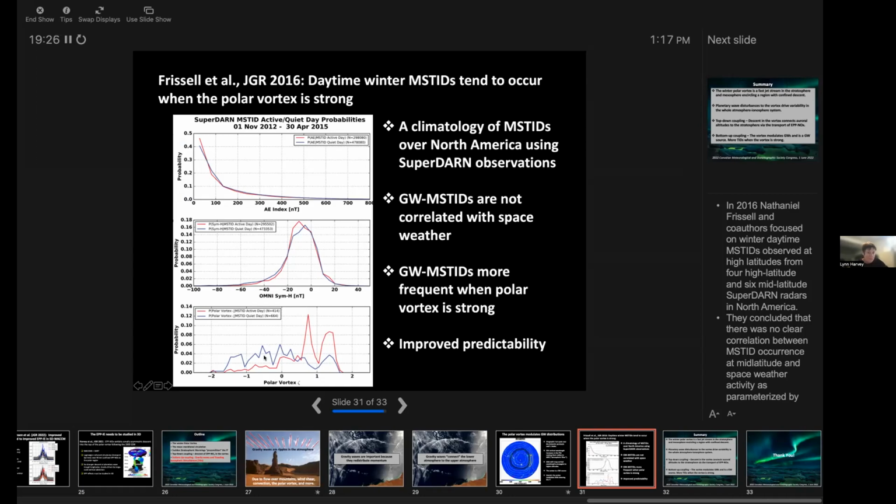But if you separate the MSTID occurrence, quiet and active, by polar vortex strength indices, you see there's much higher probability of MSTIDs when the polar vortex is strong. The cool thing about this is that variability in the thermosphere and ionosphere is pretty unpredictable, but we can predict what the vortex is going to do out to about 2 weeks. So knowing what the vortex is going to do, and knowing that there's a relationship between TIDs and the vortex, provides improved predictability in the thermosphere and ionosphere.